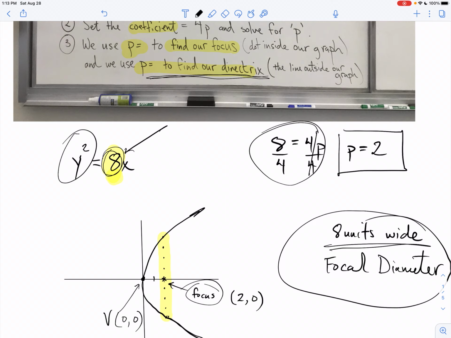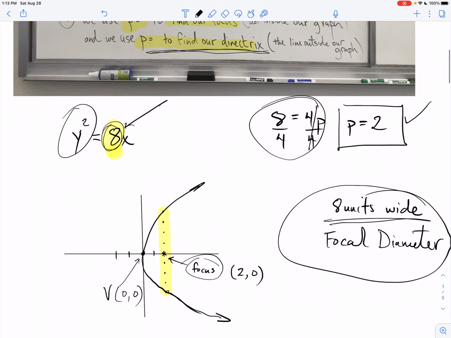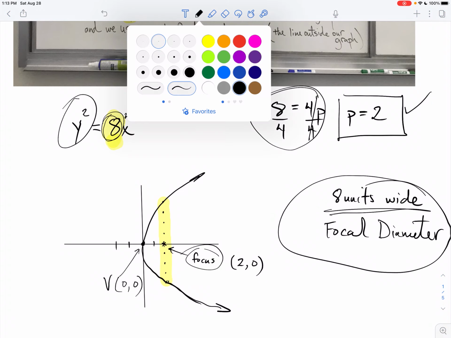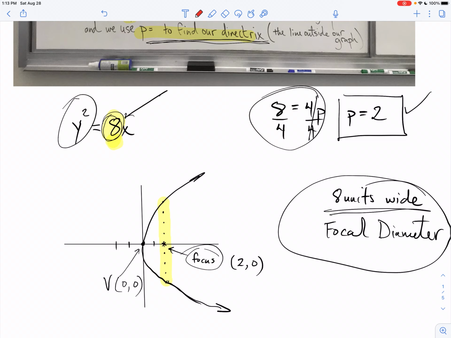And it is the exact opposite of the focus. The directrix would go 2 to the left. Why? I'm just telling you it does. That's its definition. The definition of the directrix is that it's a line that lies outside of our graph, and in this case, it's going to be a vertical line. So I'm going to draw it in a different color so it stands out on my page here. Oh crap, I missed my dash. Let me make that look a little better here.